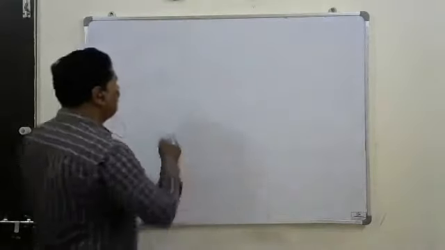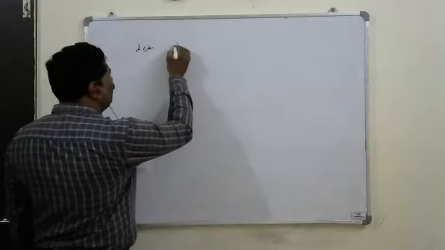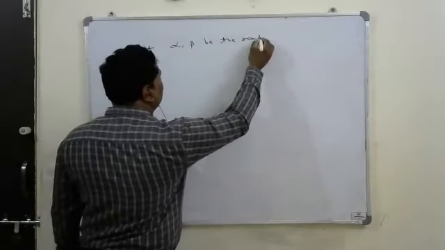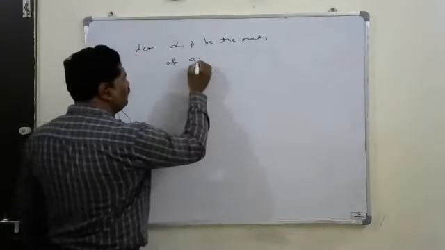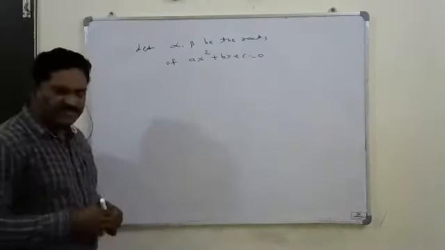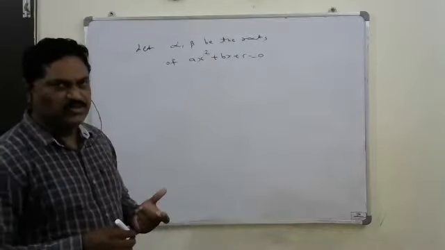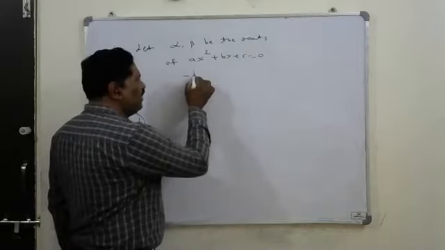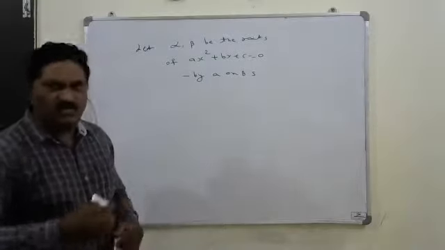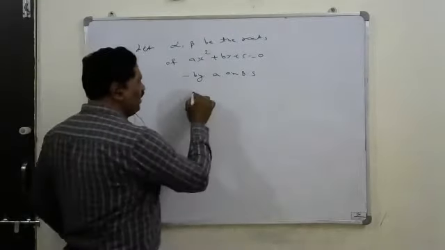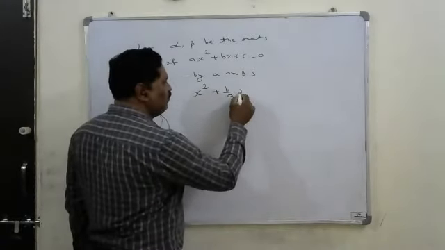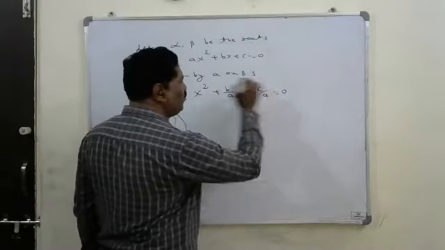Let's assume that alpha comma beta are the roots of ax square plus bx plus c is equal to 0. Then I will divide by a on both the sides. Dividing by a, we get x square plus b by a into x plus c by a is equal to 0.